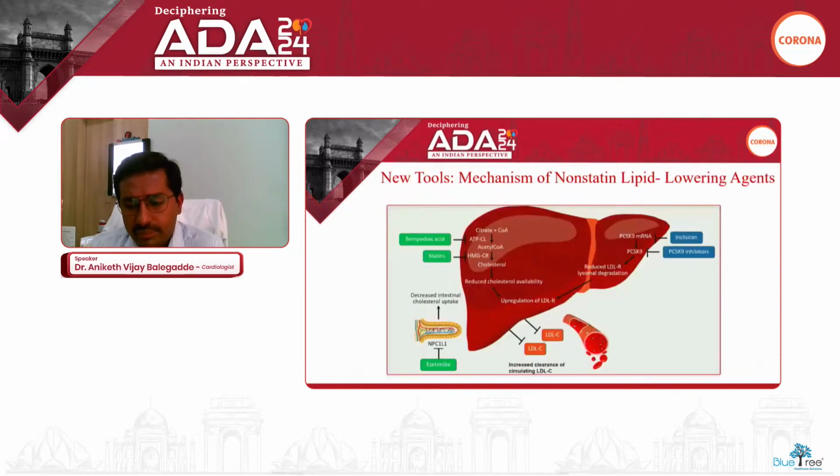So apart from the statins, what else do we have to reduce the LDL cholesterol levels, or what are the other non-statin therapies which help in reducing the ASCVD risk? Apart from statins, we have ezetimibe, which has been tried and tested, and we have bempedoic acid, and among the newer ones we have PCSK9 inhibitors, evolocumab, alirocumab, and inclisiran. These are some of the newer molecules beyond statins that help us to reduce the ASCVD risk.